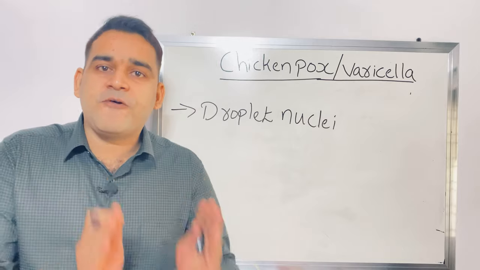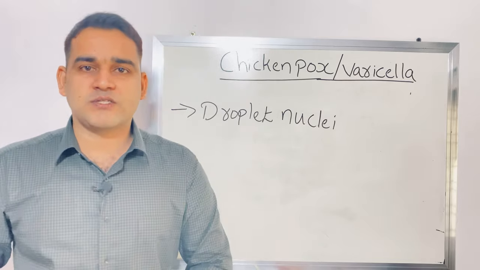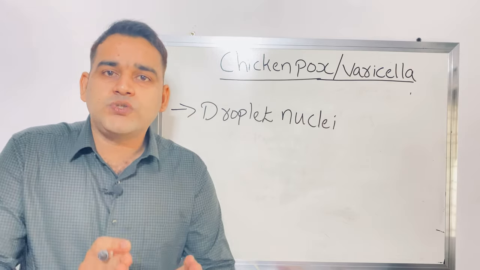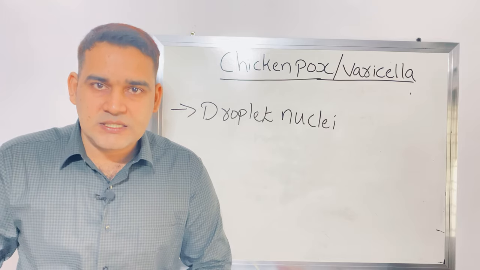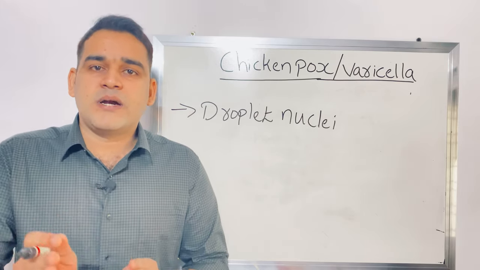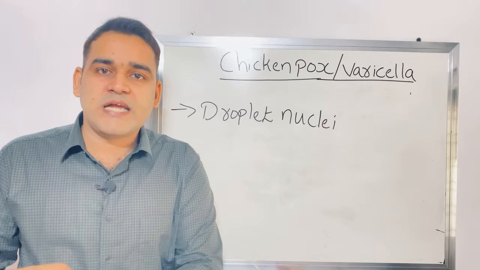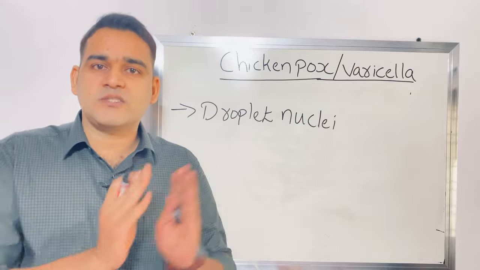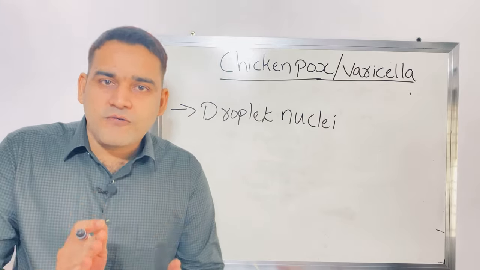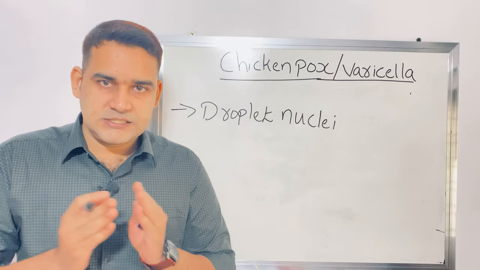1 to 2 days before the appearance of the rashes, as well as 4 to 5 days after the appearance of the rashes. During this infective period, a person who has contact with the infected person has the chance to get chickenpox.